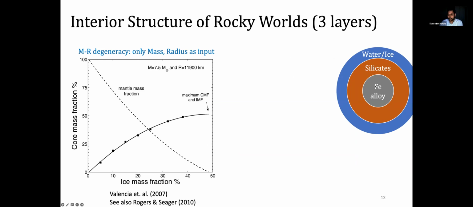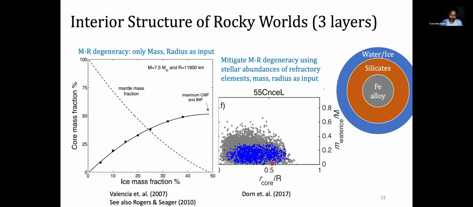So for a planet with iron alloy core, a silicate and water ice. So there has also been theoretical discussion on these planets existing. And if you add a third layer, then the interior structure calculation based on mass radius becomes degenerate. And this is what is highlighted in this figure as a function of ice mass fraction. One can assume different core mass fractions. And this is for a planet with exactly the same mass and radius. So you could construct different interiors. So you need something else now.